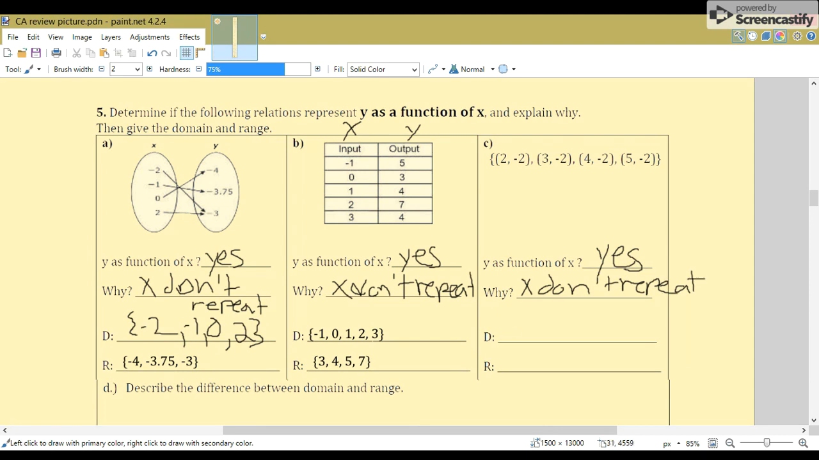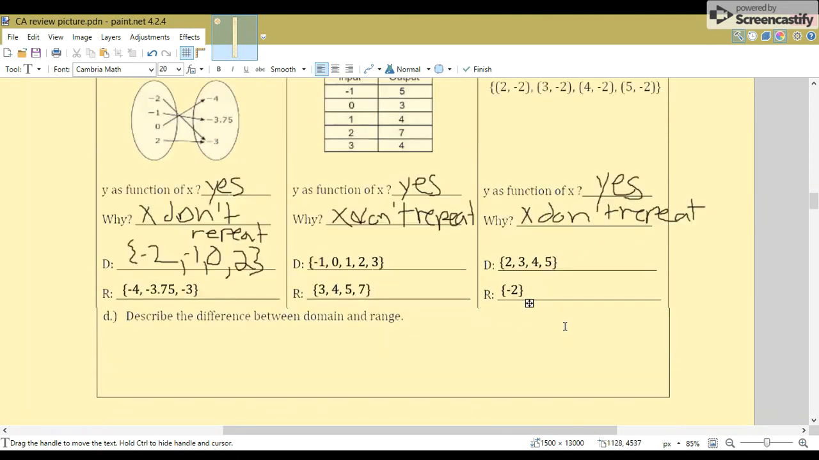Okay, domain, left, right, x. List all the x values. We have 2, 3, 4, and 5. Range, down, up, y. We list our y values. We only have -2. And again, we only have to list each element in the set once. Okay, describe the difference between domain and range. Well, for one, domain is the x values, and the range is the y or f of x values.